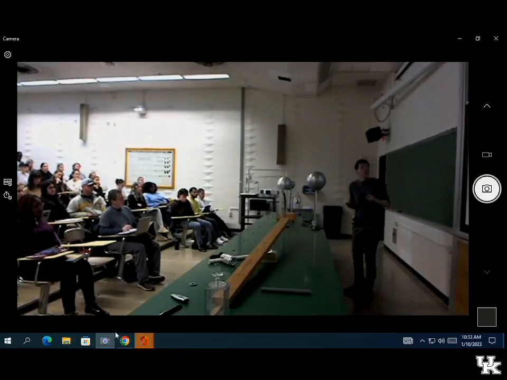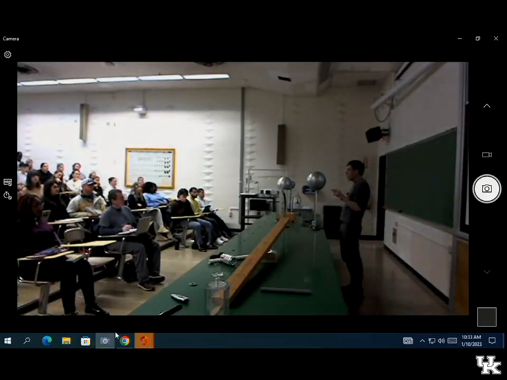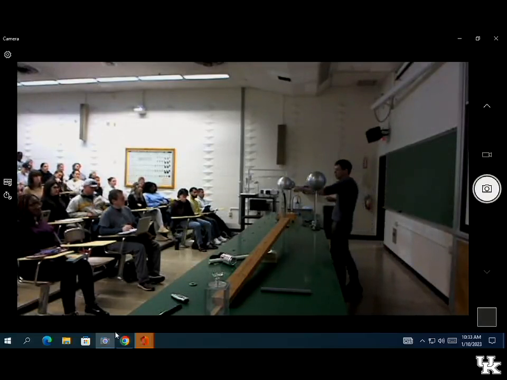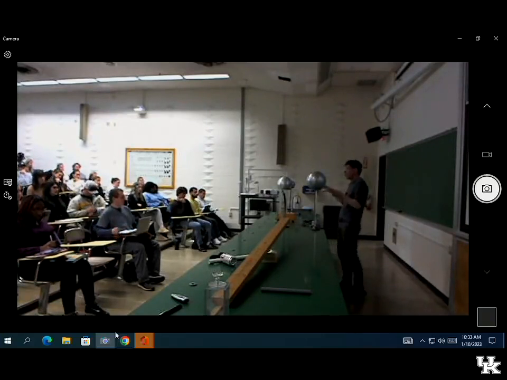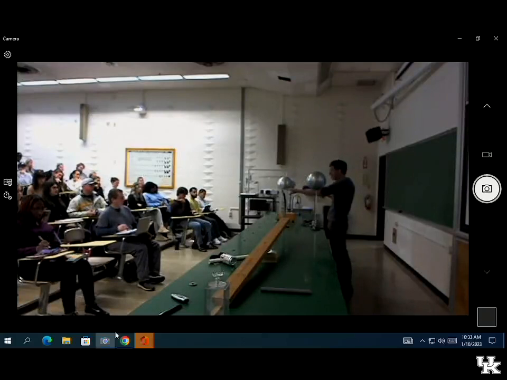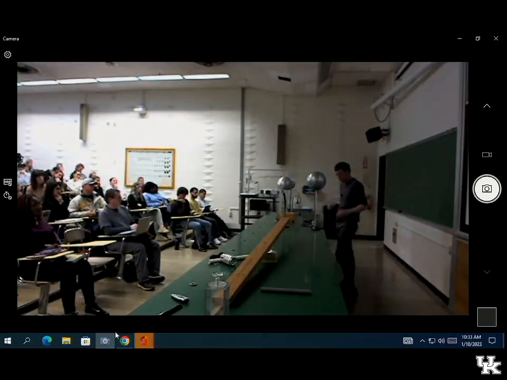The first thing I'm going to show you is charging by induction. I'm going to charge the electroscope by induction. What that means is charging without contact. And we'll see what happens. And then I'm going to show you charging by contact. When I charge the electroscope, I'm going to contact the electroscope. And we'll see the similarities and the differences.